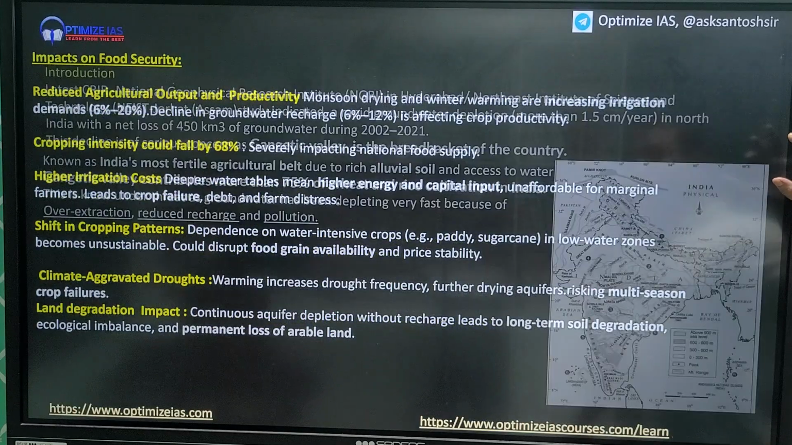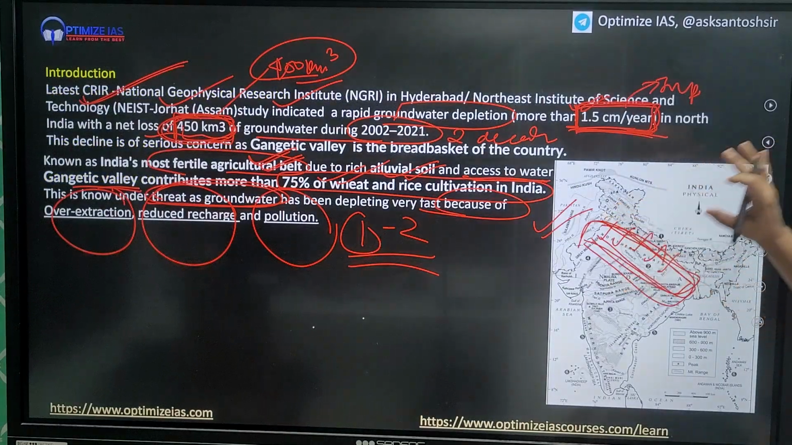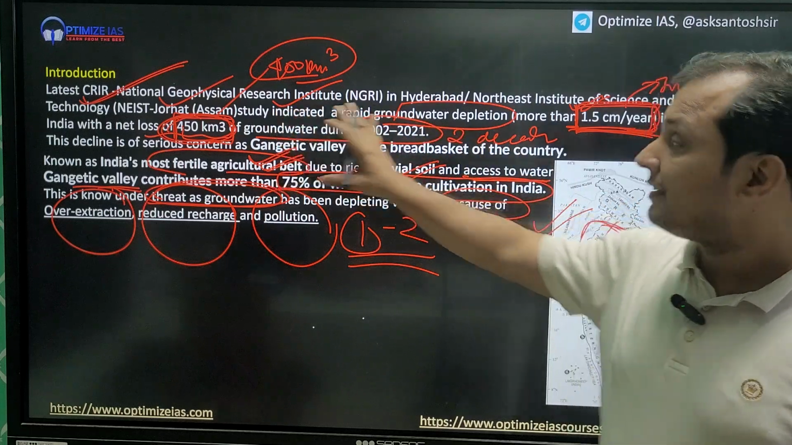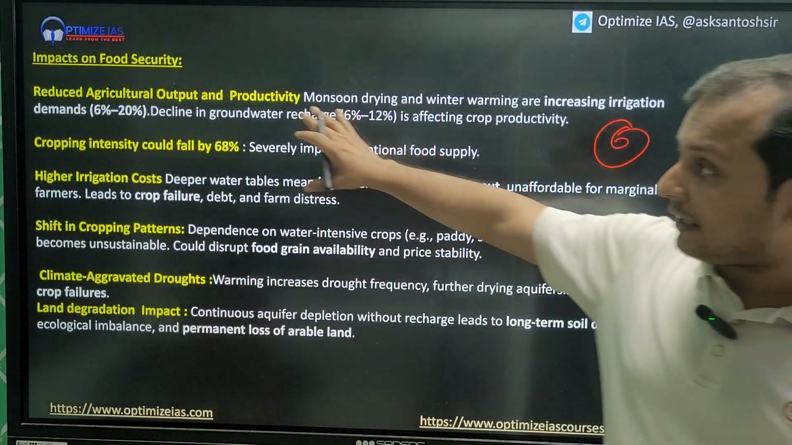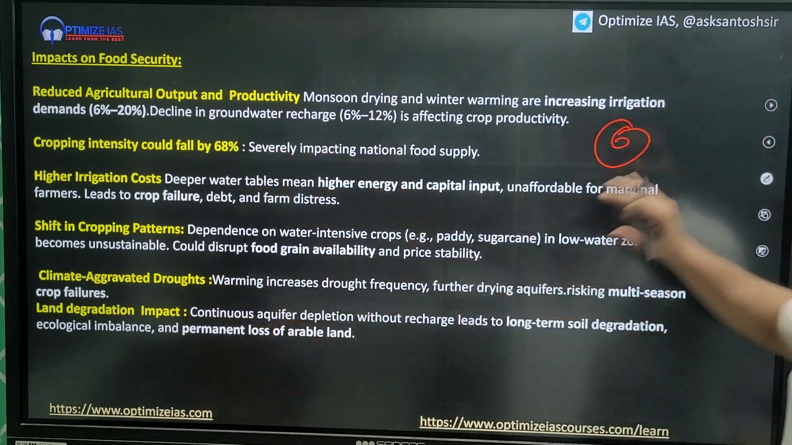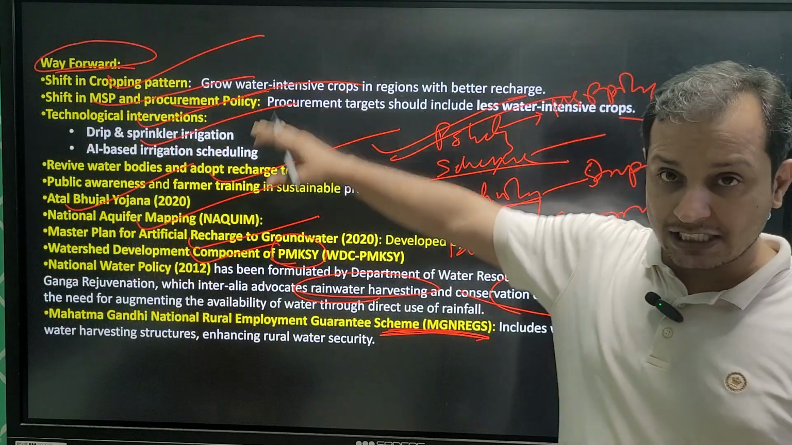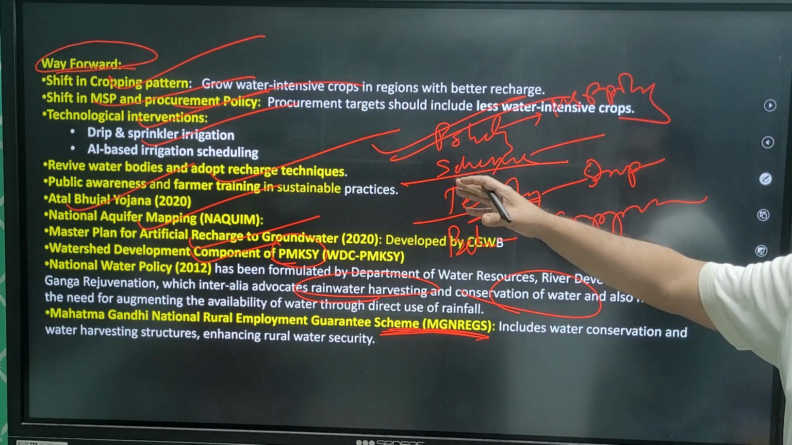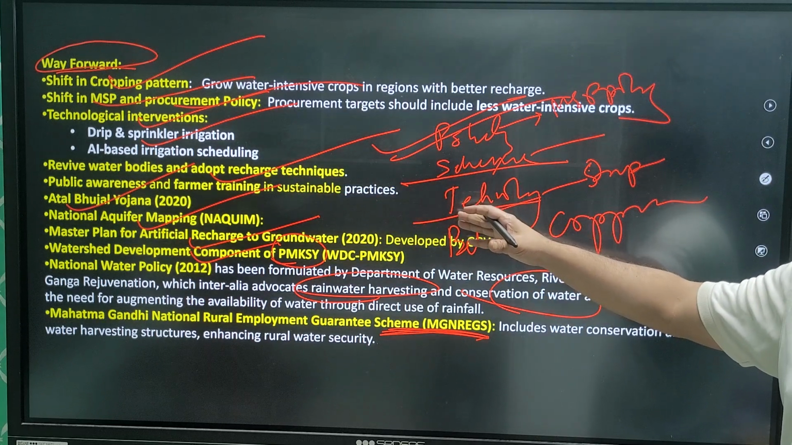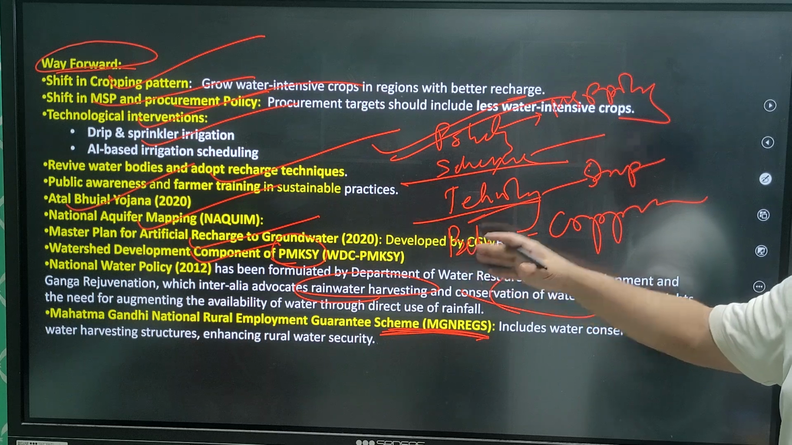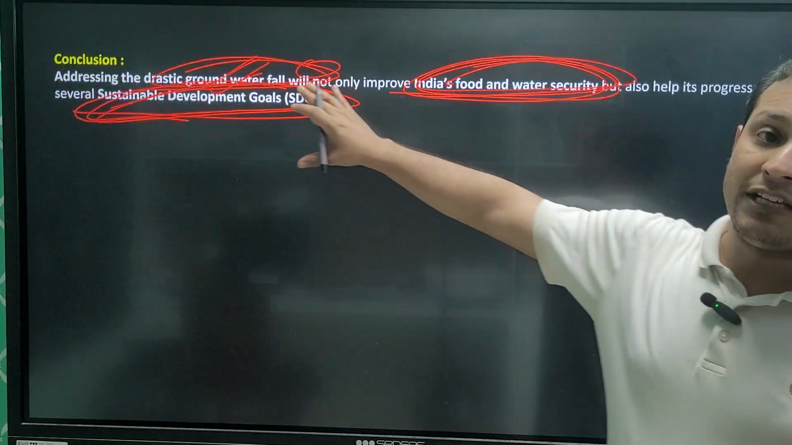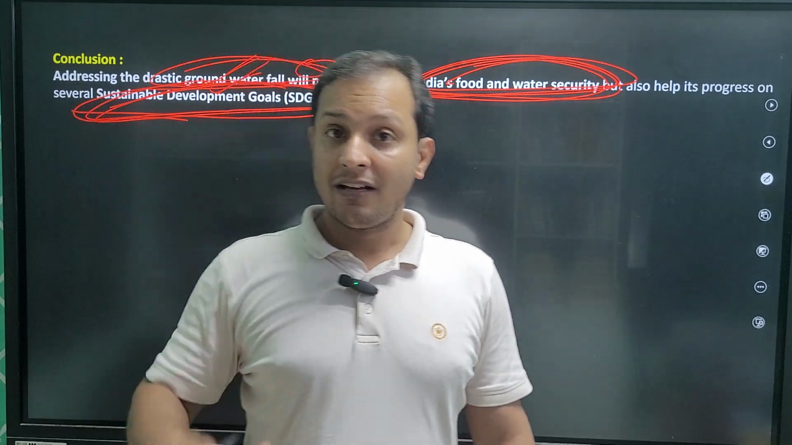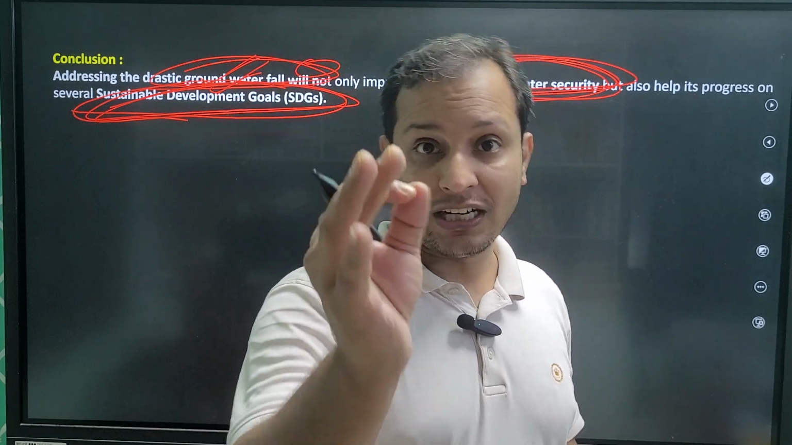So this was a geography question. In a geography question we included the map, then we gave some facts, then in the body we gave 6 points, 1, 2, 3, 4, 5, 6 points, and in the conclusion we gave suggestions. And in suggestions we gave different types: policy suggestions, scheme suggestions, technology suggestions, behavioral suggestions, and last but not the least, we have linked this question to sustainable development goals. Like this we have to approach answer writing.